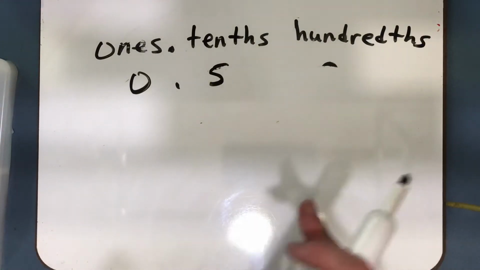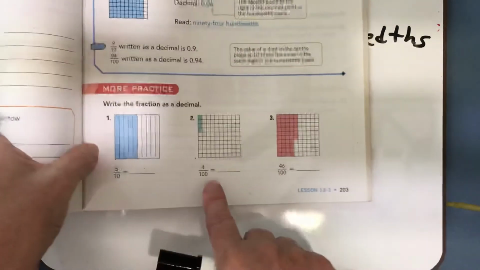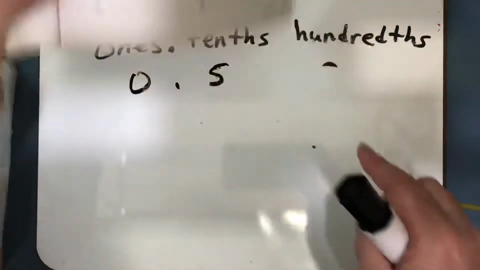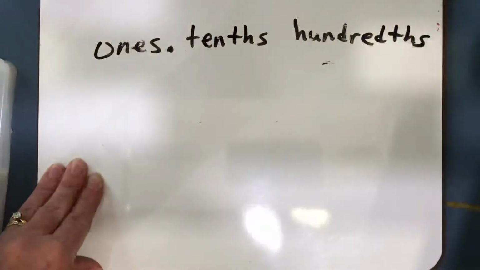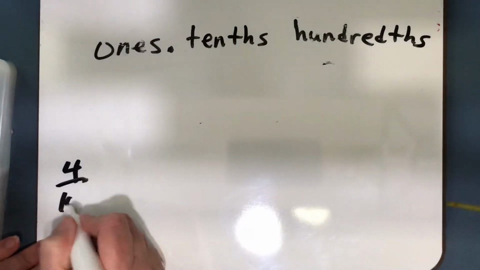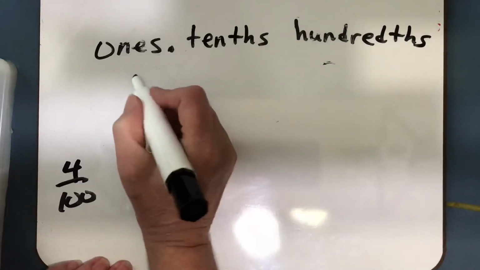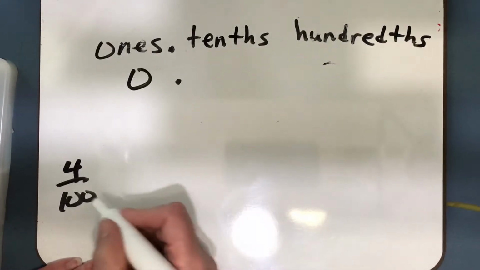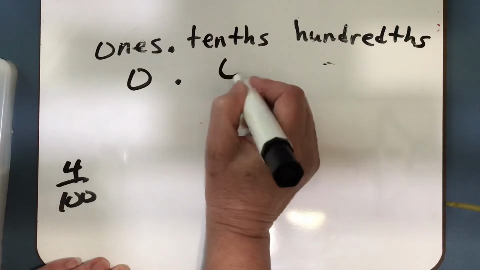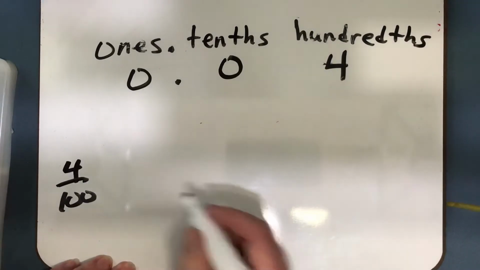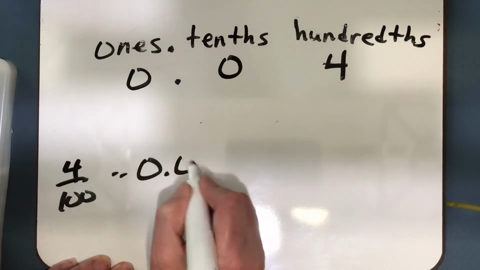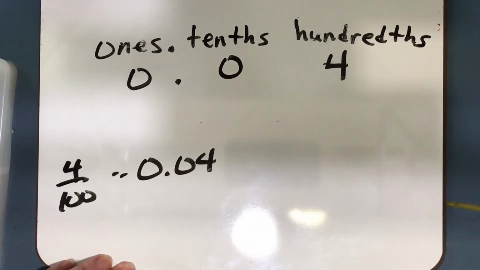Number 2 asks you to write 4 hundredths as a decimal. As a fraction, it's written 4 over 100. But as a decimal, we would put 0 in the ones place and then the decimal point. We don't have any tenths, so I'd put a 0 and then a 4 in the hundredths place. So that's how you would write 4 hundredths as a decimal, just like that.